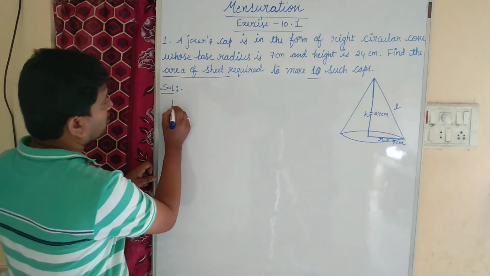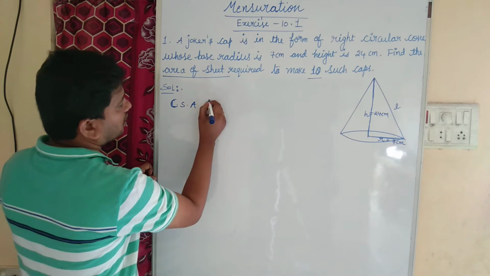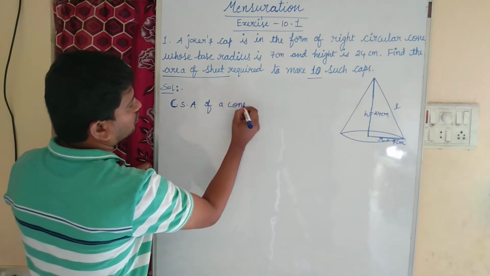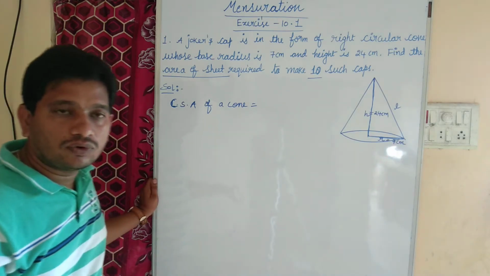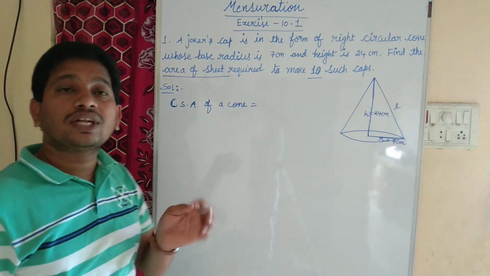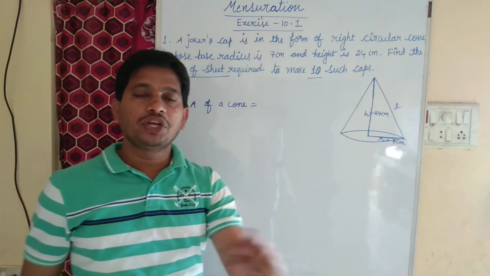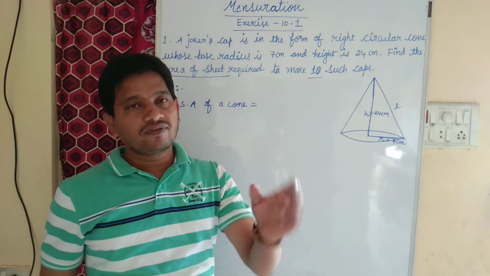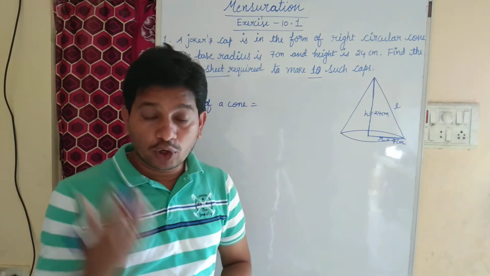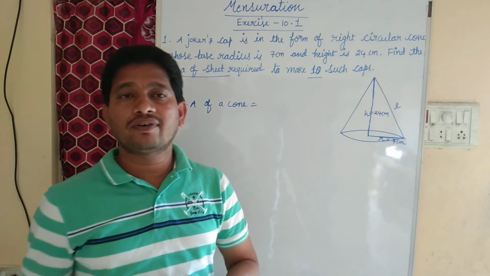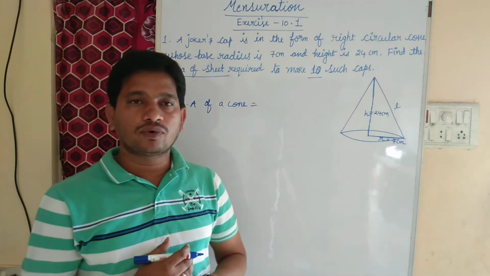What we have to find is the CSA of a cone, the curved surface area of a cone. Got my point? Why are we finding the curved surface area of the cone? Why are we not finding the total surface area of the cone? Total surface area of a cone means we need to include all the faces, the curved face as well as the bottom face. But if the bottom face is not open, we can't put it over our head, right? So that's why we have to find the curved surface area of the cone.